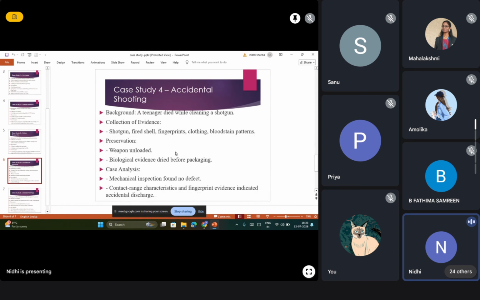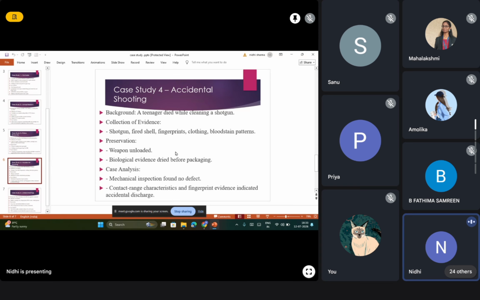Then this is accidental shooting. A teenager died while cleaning a shotgun. So a person answered something when I was saying firearm unloaded. This is why you have to keep your firearm unloaded, because it might lead to accidental shooting.